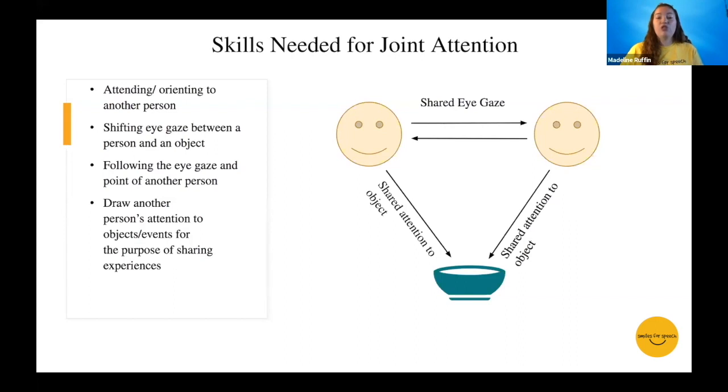Another skill would be to draw attention to an object for the purpose of shared experience. So a student would be looking to bring me into their experience, draw me in, whether that's pulling me in or pointing towards it, getting me interested in what they're looking at.